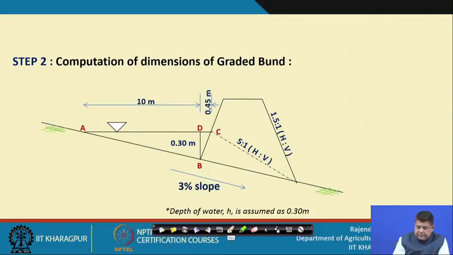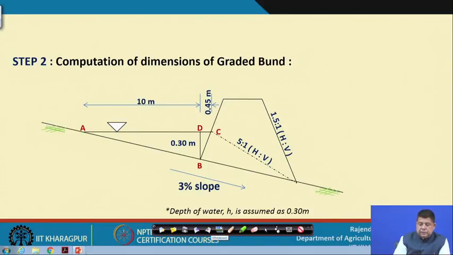Now, this comes the definition sketch. This is typically what we say is D or H, that is the depth of impounding, and this land slope is 3%. Now, what we are doing here, we can calculate the values, but this is one of the alternatives where you can also assume the value and go forward and calculate. So, we are assuming that the depth of water H is 0.3 meters. So, this is our assumption.